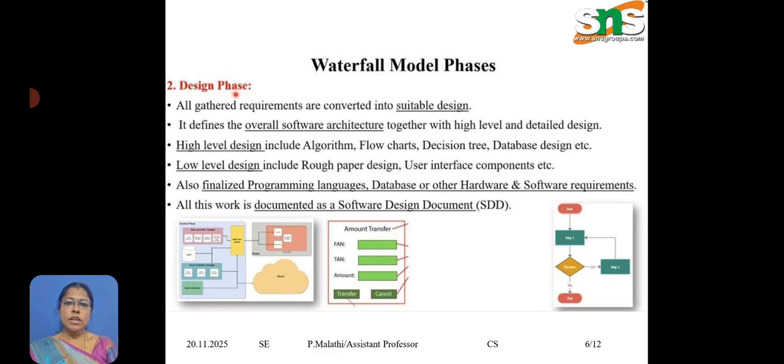The next phase is design. Everything gathered in the requirement process will go to the designing process. It defines the well structured software architecture, from high level to detailed design. High level design includes algorithm, flowchart, decision tree, database design, etc. Low level design includes rough paper design, user interface components, etc. All this work is documented and it will be produced as a software design document.